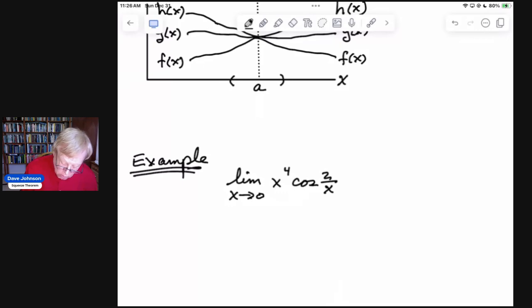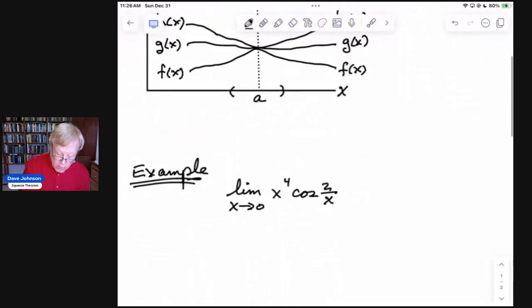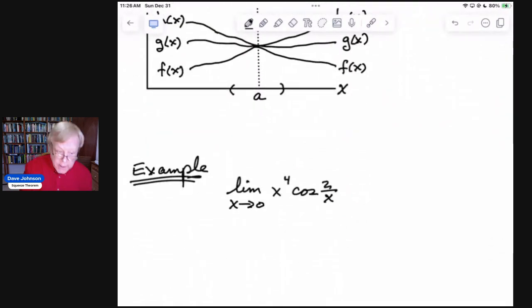Well, if we're going to use the squeeze theorem, and by the way, there are other ways to do this problem, but if we're going to use the squeeze theorem, then we have to have an inequality, right? We have to have this fact, this condition for the theorem to hold. And we also need to have that these limits exist and are equal. But let's suppose that we can come up with that inequality.